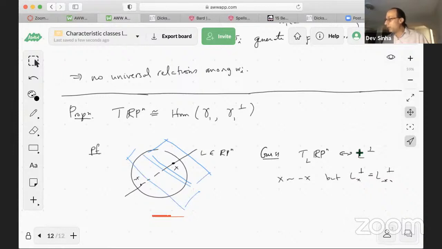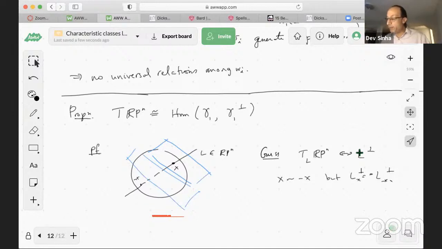So let's see. Let me put a minus there. Sorry, I meant to do that. That I would have a different orientation on that space, so to speak, if I thought about it from the other direction.